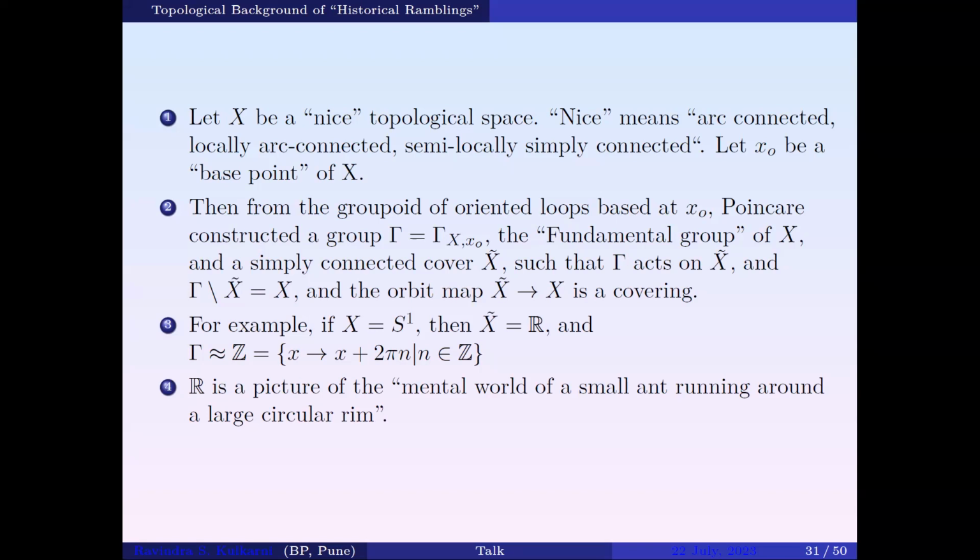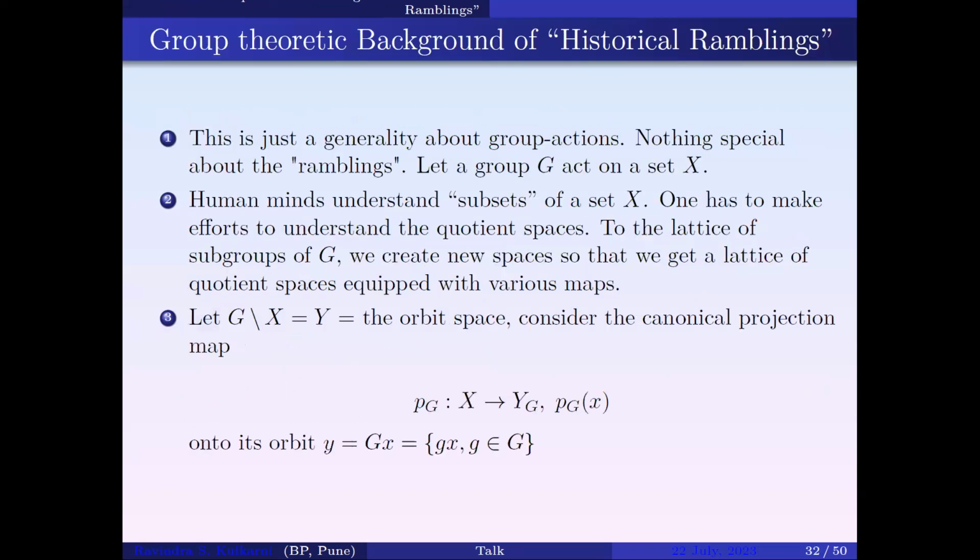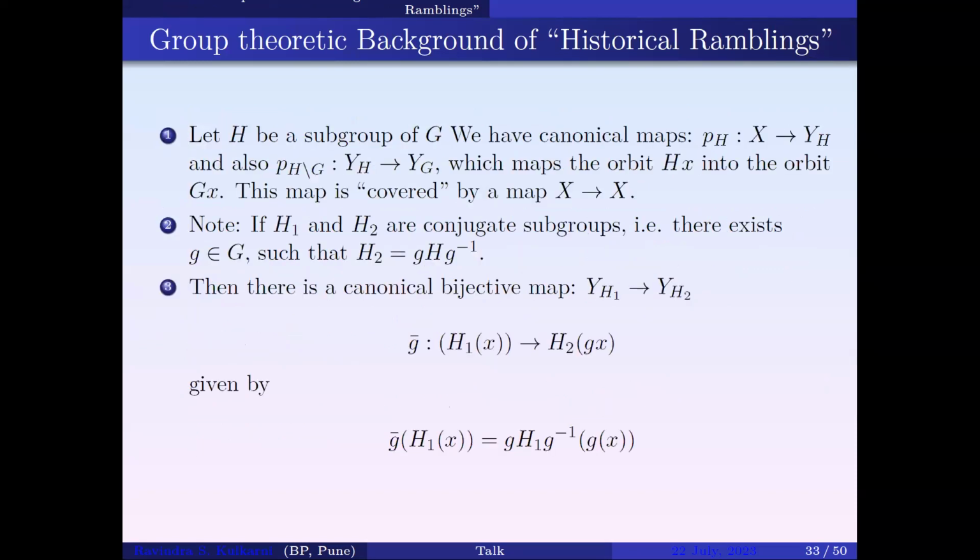Now, if H is a subgroup of G, we have canonical maps of X onto X mod H. And the canonical map of G mod H. G mod H is not a group in general, but it's some homogeneous space, and it's a map from Y sub H to Y sub G. Just the orbit of H is contained in the orbit of G, and we just map the H orbit into a G orbit. The interesting thing is, if the two groups are conjugate, if there exists a g such that H2 is equal to g H g inverse, I think I should take it further. No?